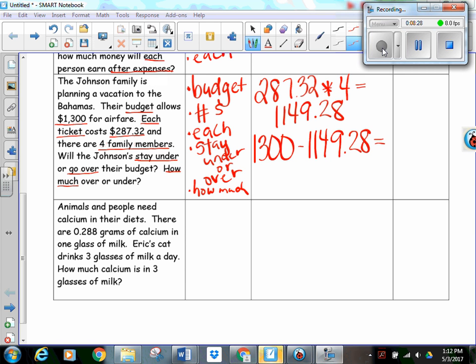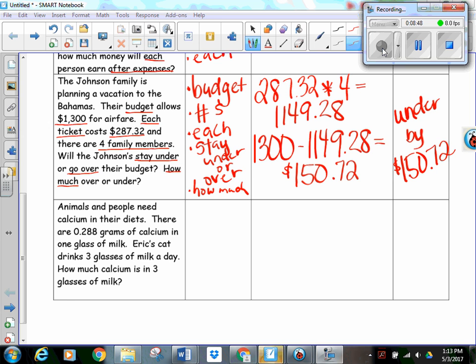So you can put that in the calculator, pause if you need to, and you end up with $150.72. So for our answer, we're going to say under by $150.72. Okay?